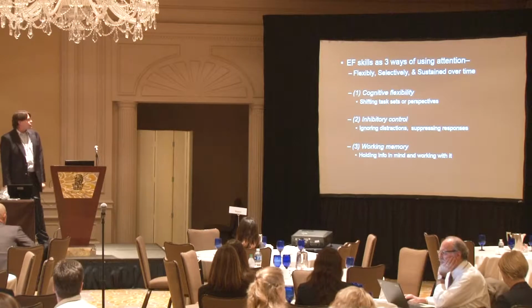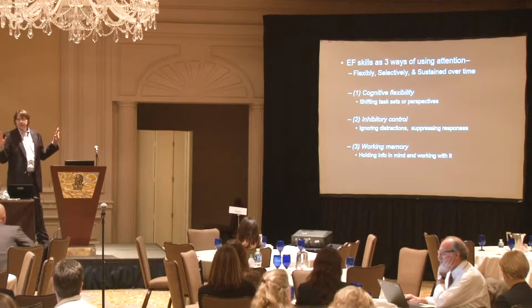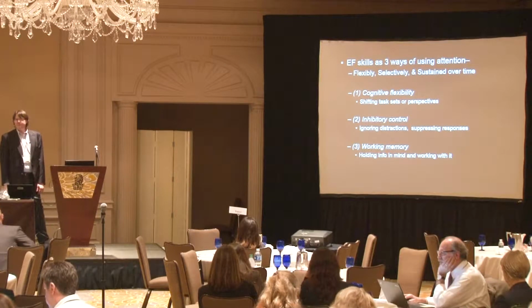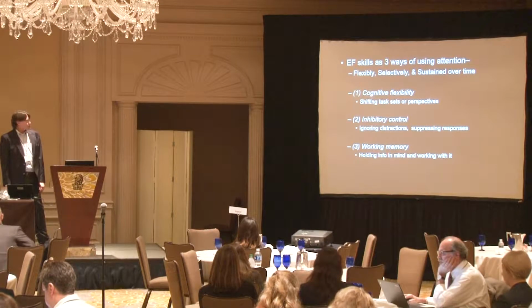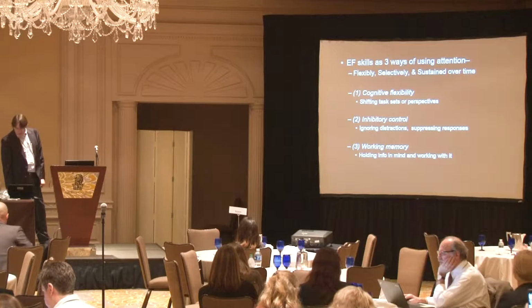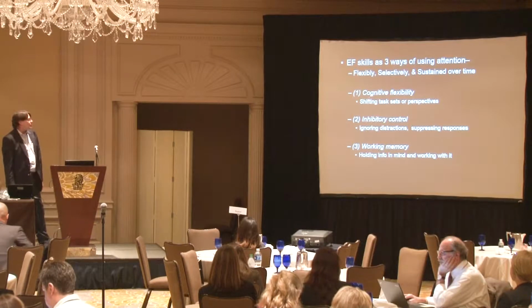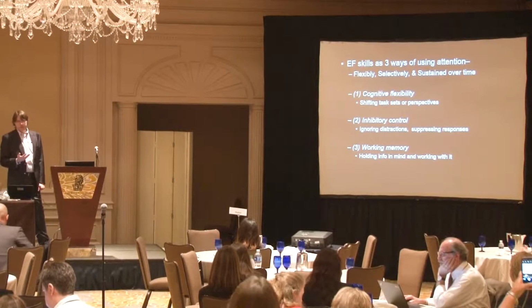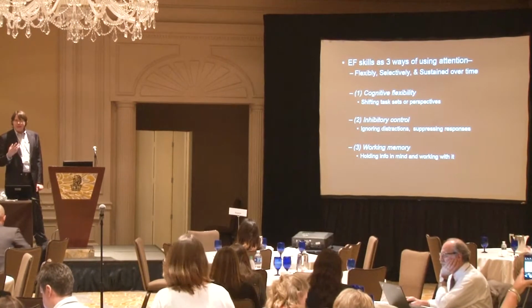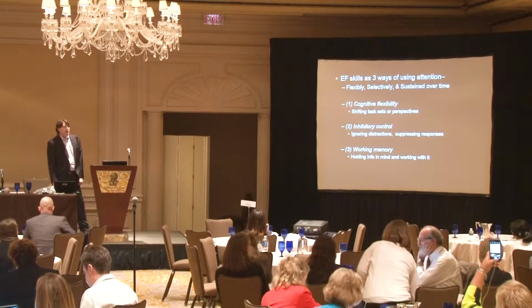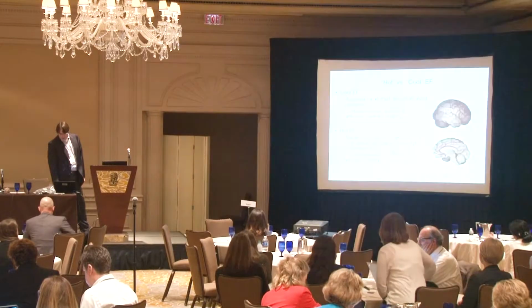Inhibitory control refers to the suppression of attention to distracting information. And we also use the term to refer to impulse control, suppressing responses of a non, for example, visual or attentive nature. And working memory refers to the maintenance and manipulation of information, or in short, holding information in mind and using it, as it were, in a kind of top-down way to guide your intentional responding.